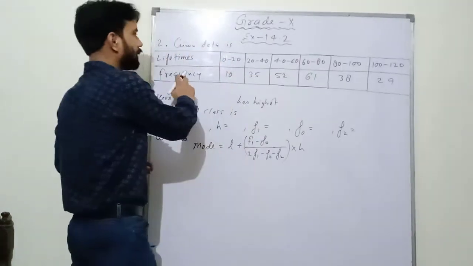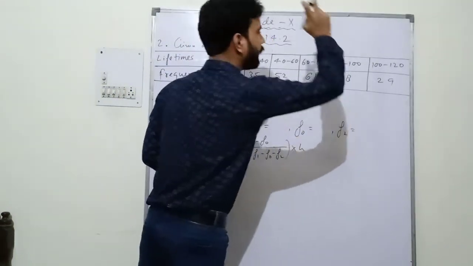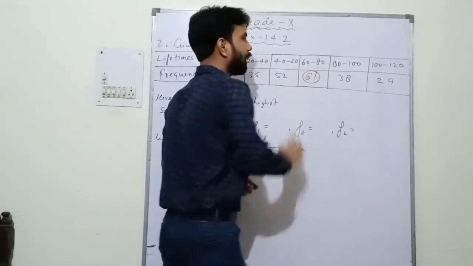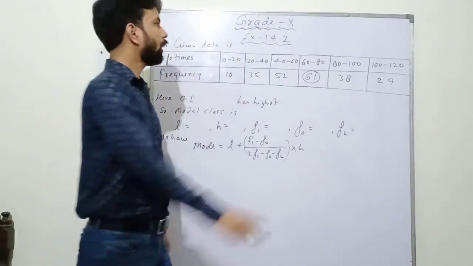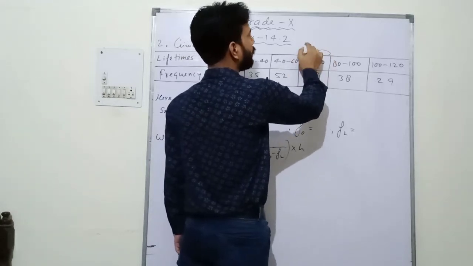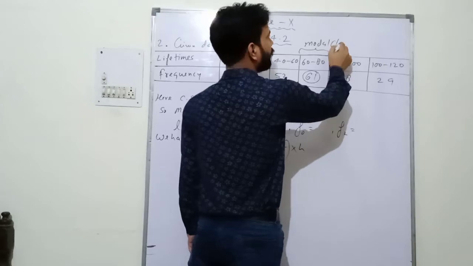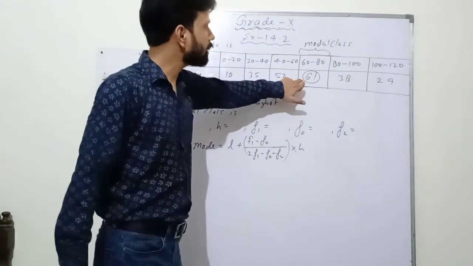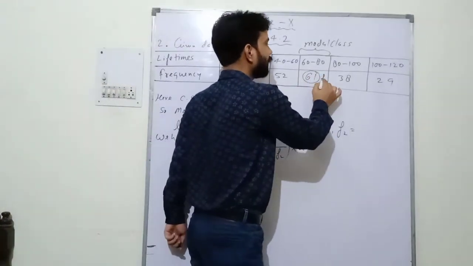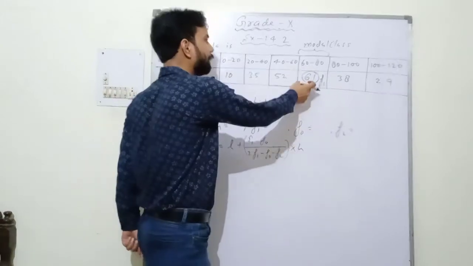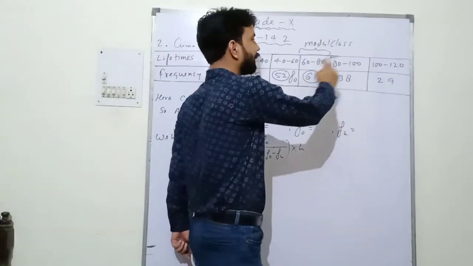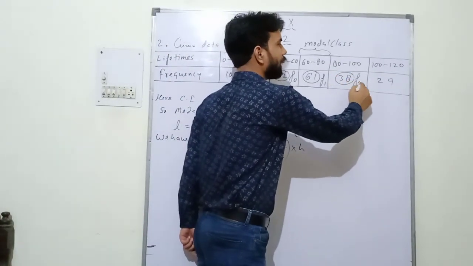So see, the frequencies are 10, 35, 52, 61, 38 and 29. Which is the highest frequency? So we all can say that 61 is the highest frequency. Understood? If it is the highest frequency, then its class interval is known as modal class. This 61 is the frequency of the modal class. The frequency of the modal class is considered as f1, and the frequency before this is considered as f0, and the frequency after this f1 is considered as f2.